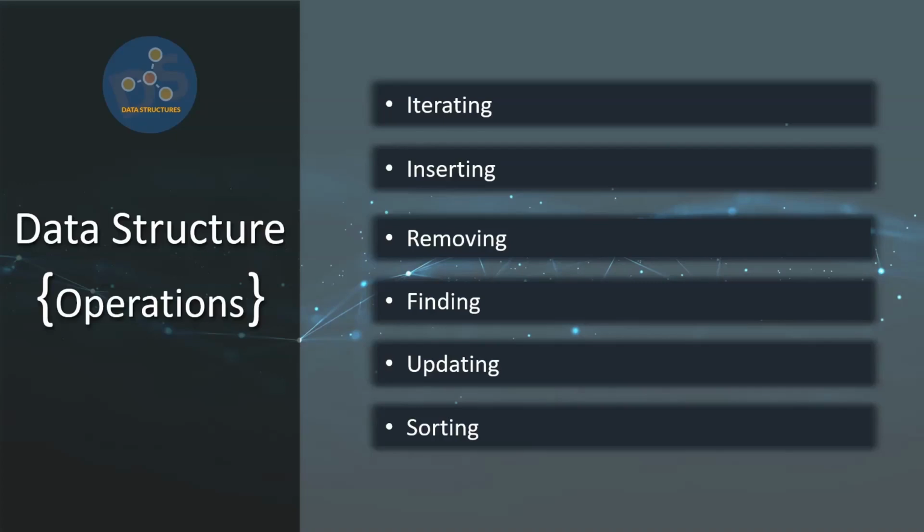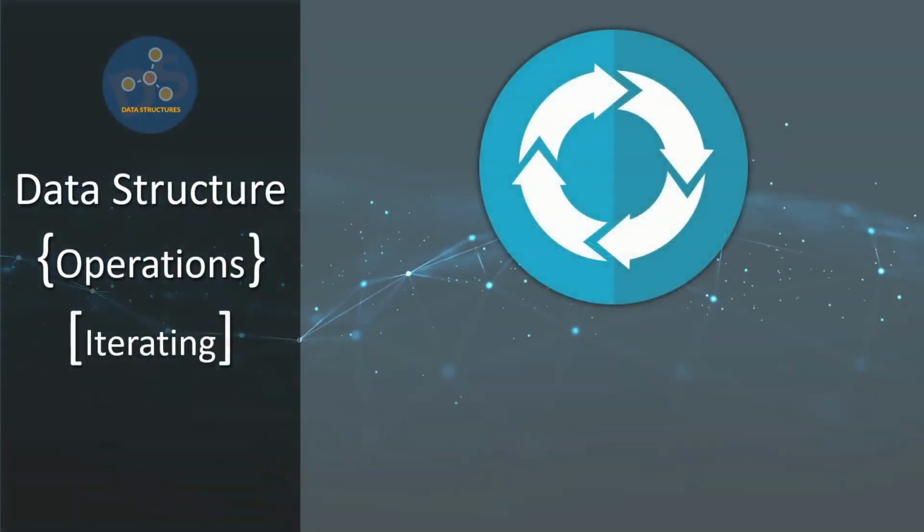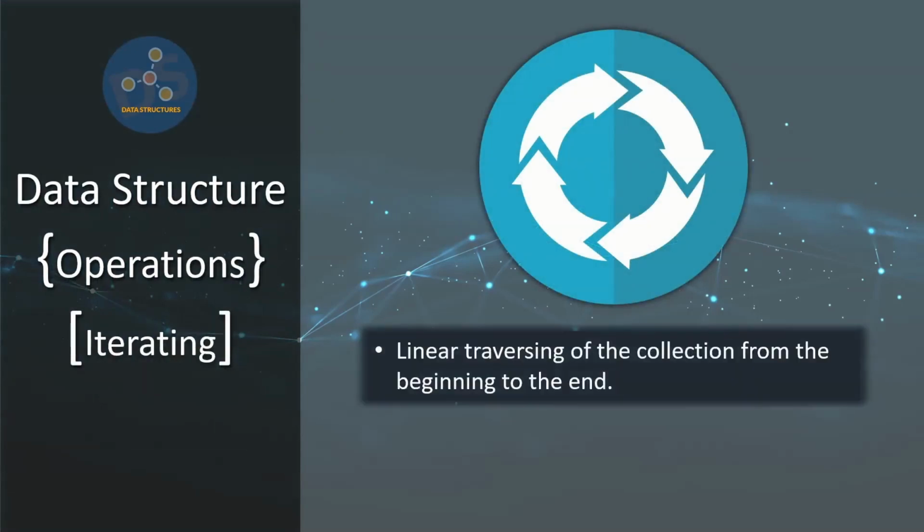We will start with the first operation, which is iterating. How can you iterate over a data structure? Iterating means linear traversing of the collection from the beginning to the end, which means that you start from 0 to the end of this data structure one after another. That we call iterate or loop.